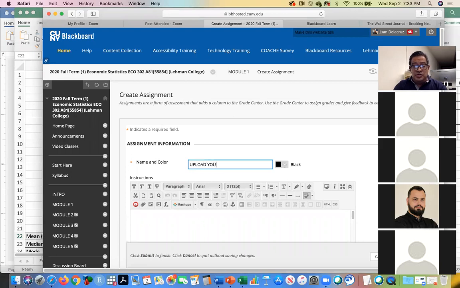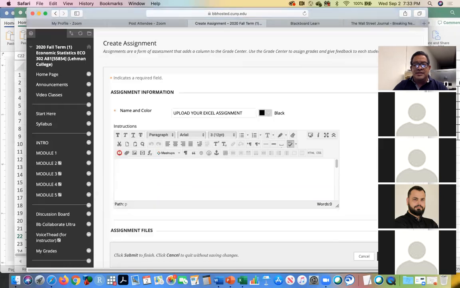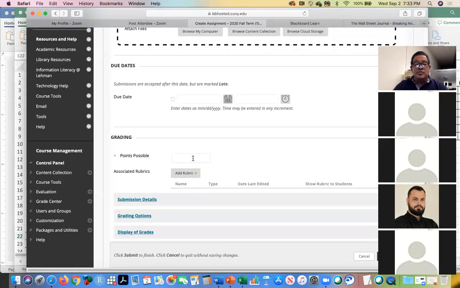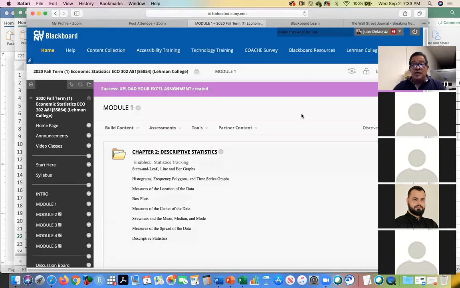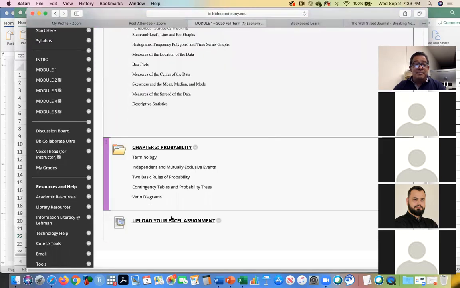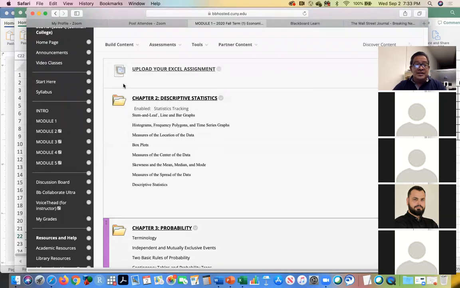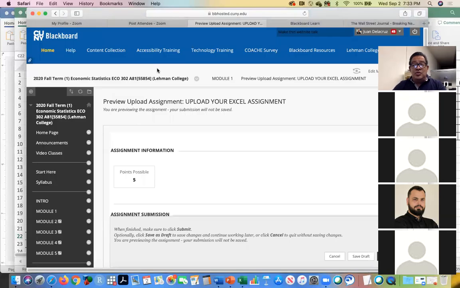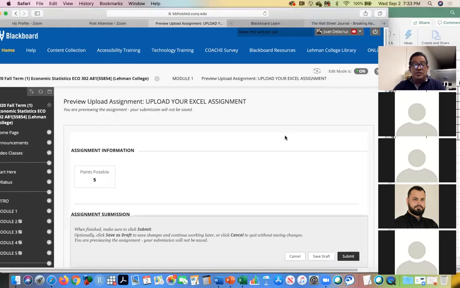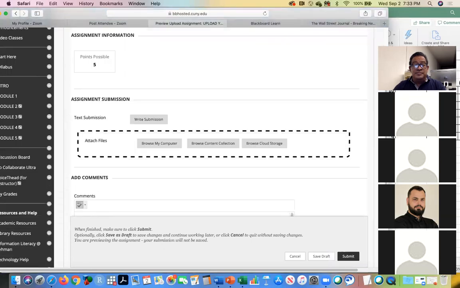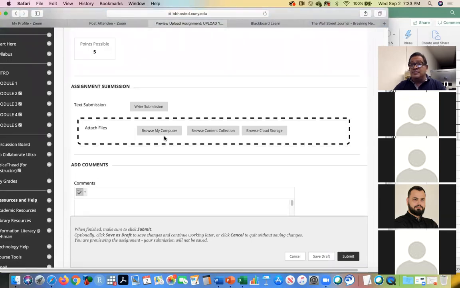It's going to be: upload your Excel assignment. How much is this? I guess I said 5 points, right? So we are going to add 5 points to this assignment. And then that's it. So you are going to have this Excel assignment. Let me even put it on top of this so you don't miss it. When you click here, you are going to be able to browse your computer and upload your file, okay?